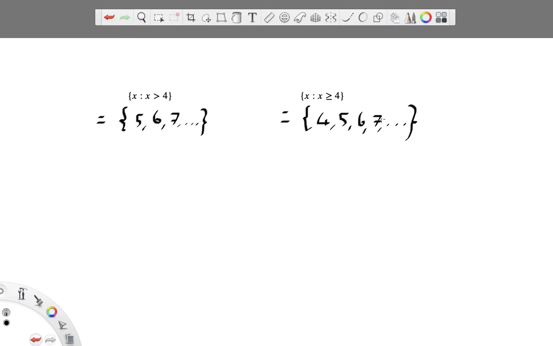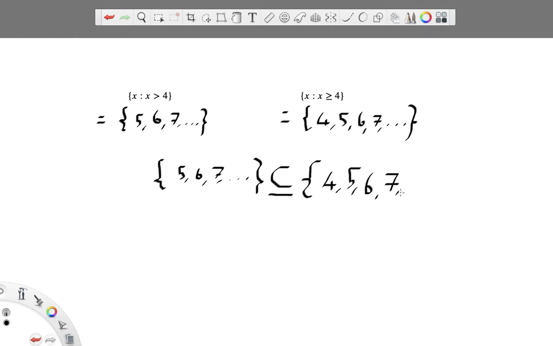So they're very nearly the same thing. This is the same as this set, it's just that the set on the left here doesn't have 4. So what we can write is 5, 6, 7, dot, dot, dot is a subset. Subset is this notation here. This means that this is a subset of the set 4, 5, 6, 7.